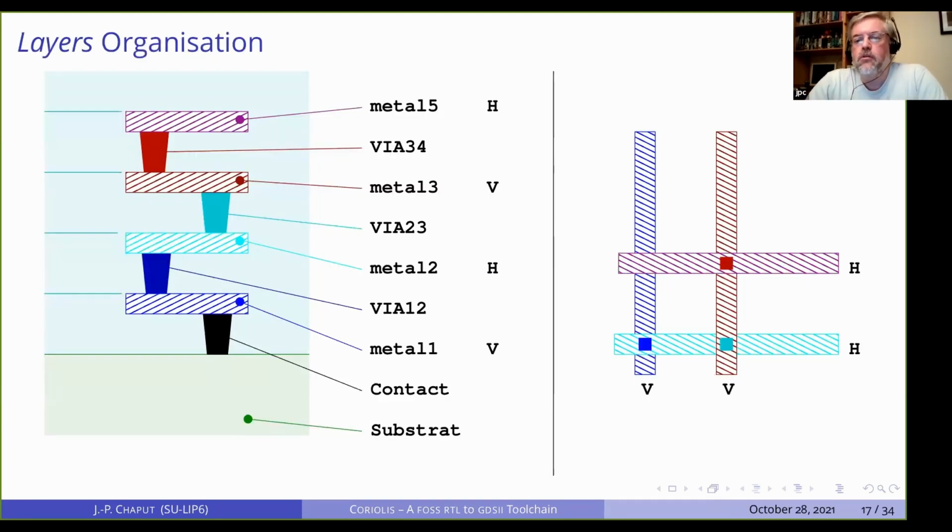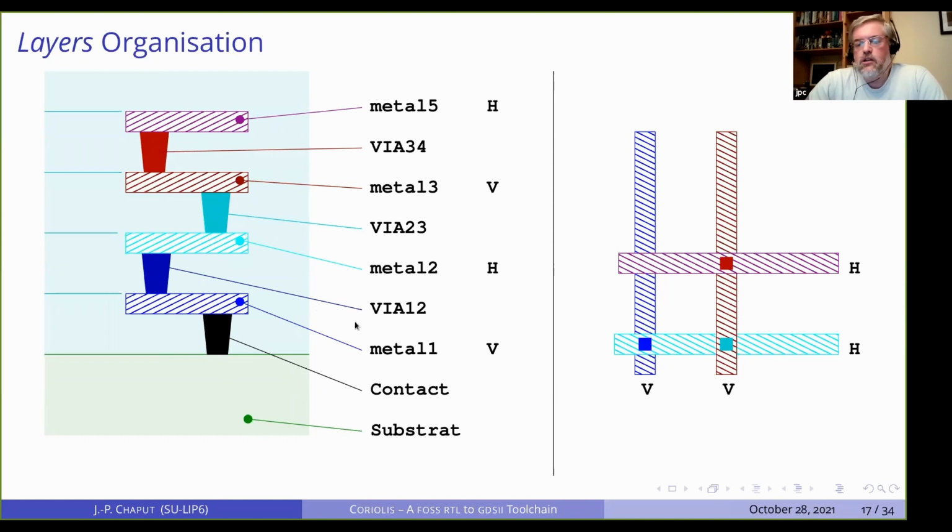So now, before talking about routing, global and detailed routing, let's have a look at how the metals are organized. In fact, we call them metal layers, because they are organized in planes that are put on top of each other.